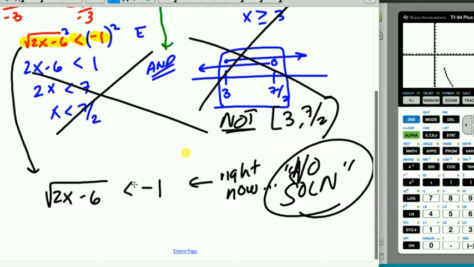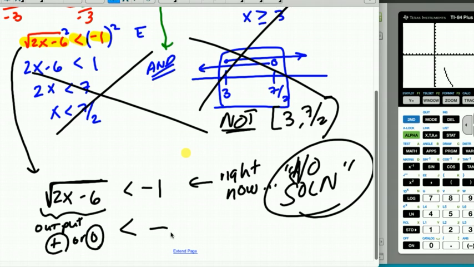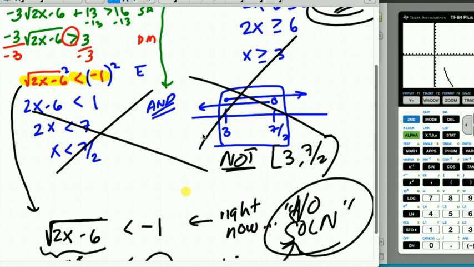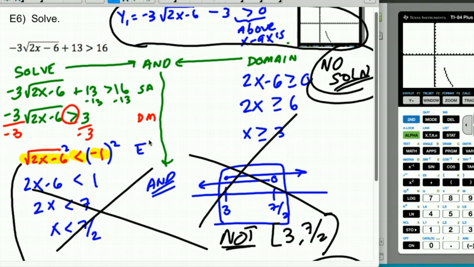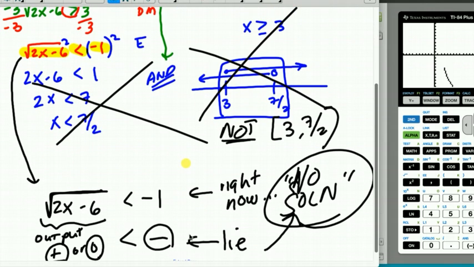Now let's talk about why. What do I know about the output of the root 2x minus 6? Well, I know that out of the root, physically coming out of this root that's all by itself, is either positive or 0. And I know that -1 is a negative number. 0 and positive numbers cannot be less than negative numbers. That's a big fat lie, which is why my brain jumped and said no solution, right? So just to be clear, the reason that I was able to jump and see that there's no x value that makes this true is because there's not going to be any x value that can make this statement true.